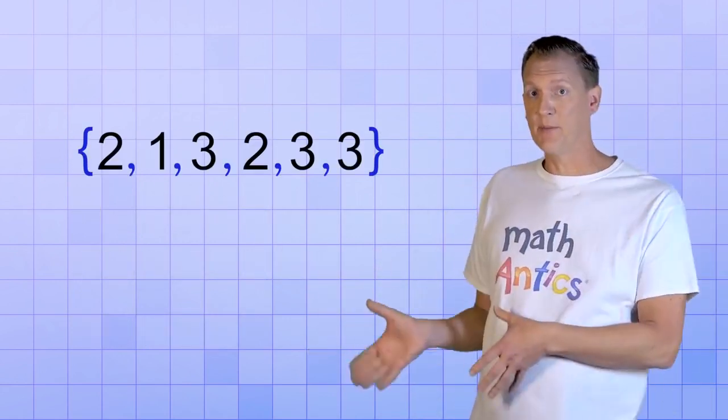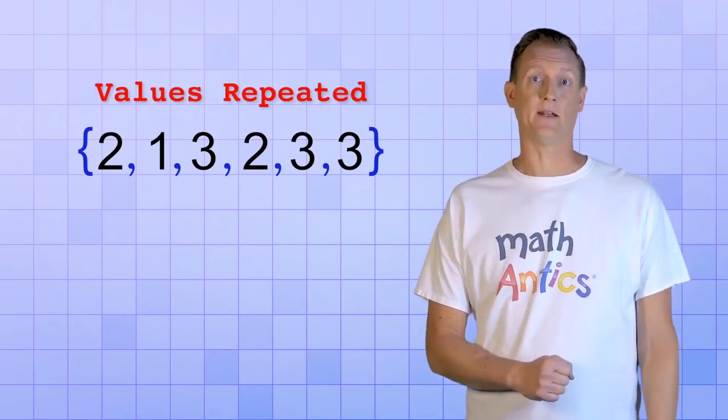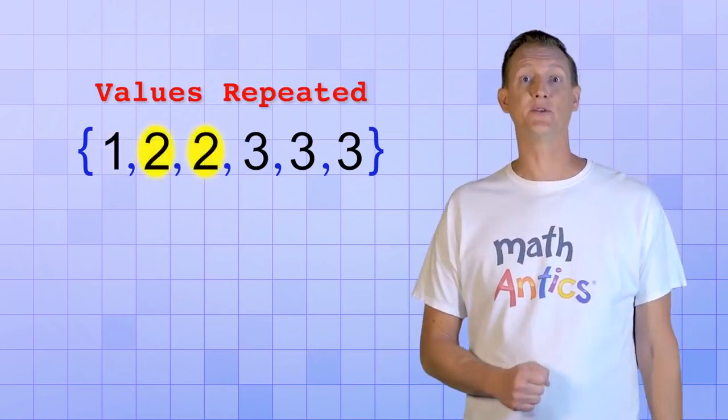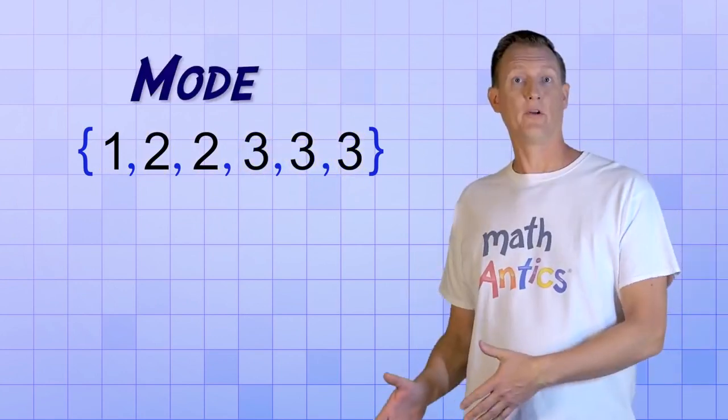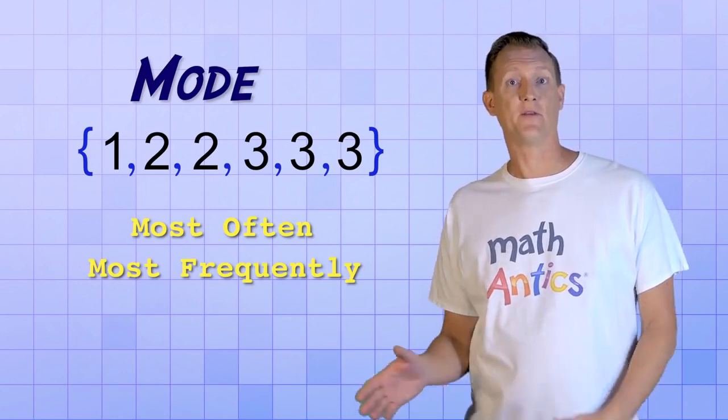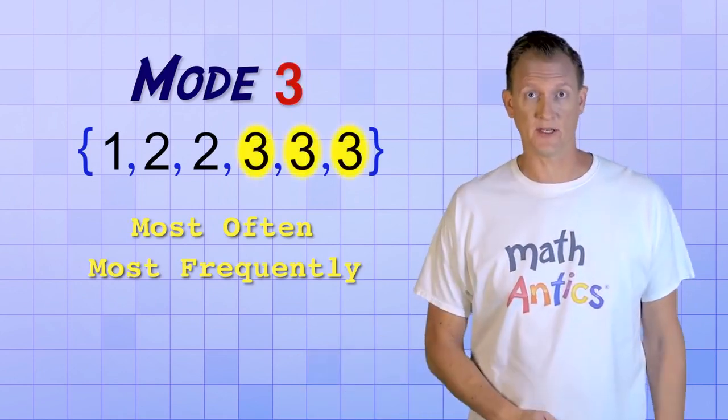This set has 6 members, but some of the values are repeated. If we rearrange them, you can see that there's 1 one, 2 twos, and 3 threes. The mode of this data set is the value that occurs most often or most frequently, so that would be 3 since there's 3 threes.